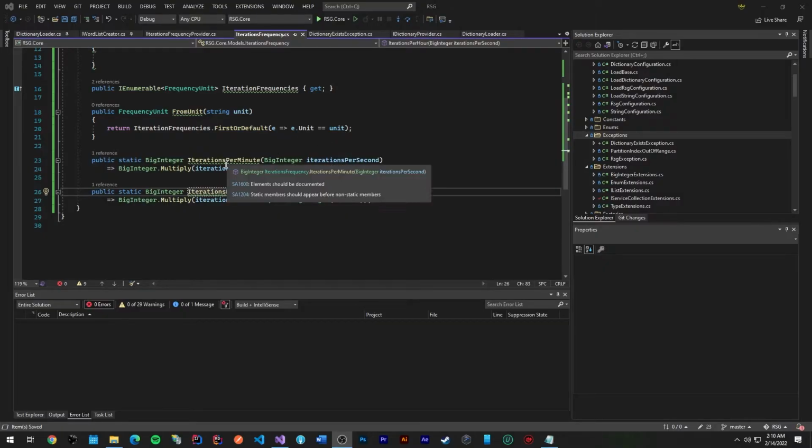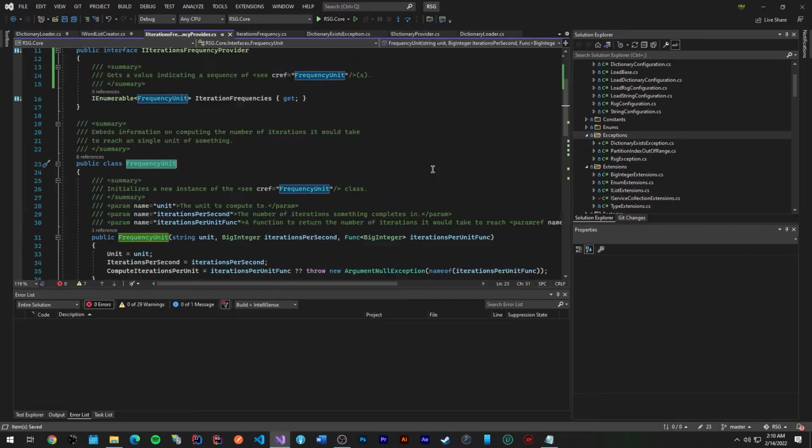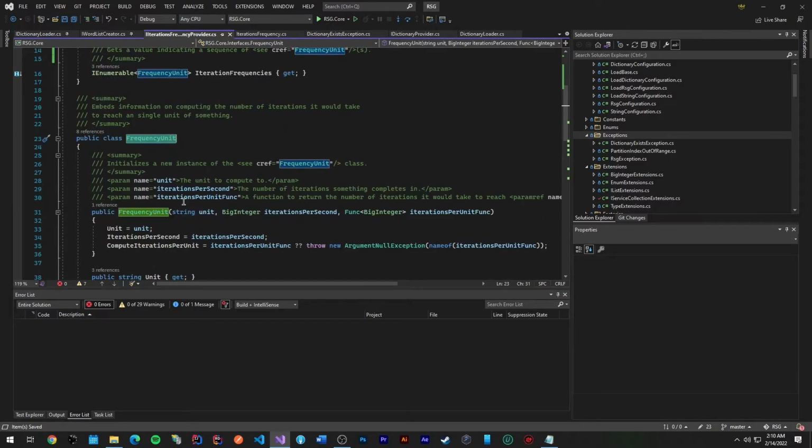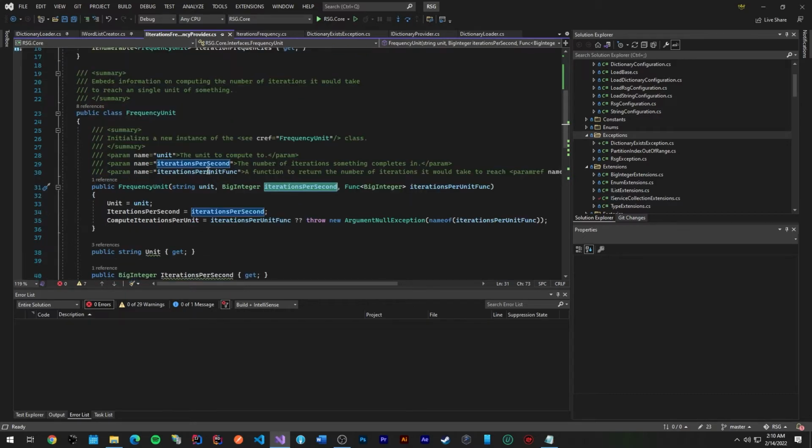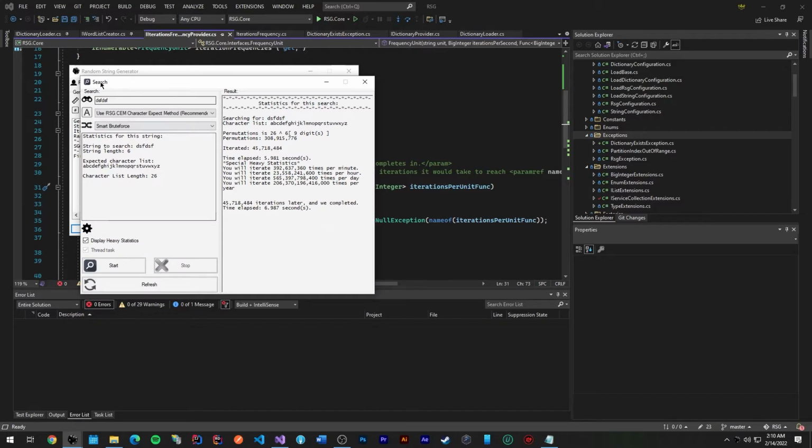So one of the issues that I'm trying to solve is I have a frequency unit. A frequency unit is a class. You give it a unit and a number, a big integer, which is just a large number, which is the iterations per second. And then we have a function, iterations per unit. The idea of the frequency unit is to encapsulate how many iterations per second you'd have to generate a unit of something. So for example, in my old random string generator program, we were able to brute force strings like this.